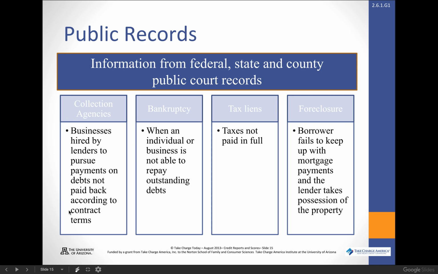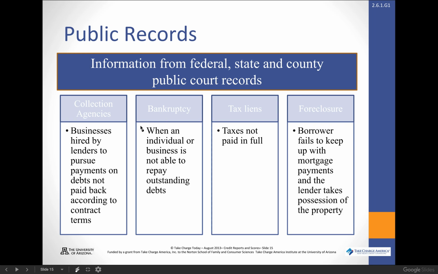Public records, they're going to pull from your local community, your state government, and the federal government to get some of these public records if you have any that need to be collected on. So they're going to go through a collection agency. This is just going to be a business that is hired by a lender in order to track you down and get that money that you have not paid back to your lender. So if you have missed any payments and they had to send a collection agency back to you, that is going to be a piece of public information that will be identified on your credit report.